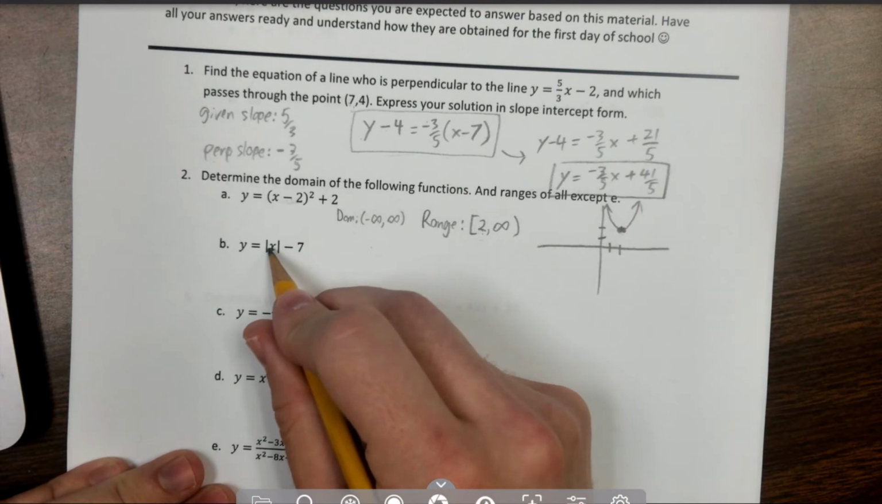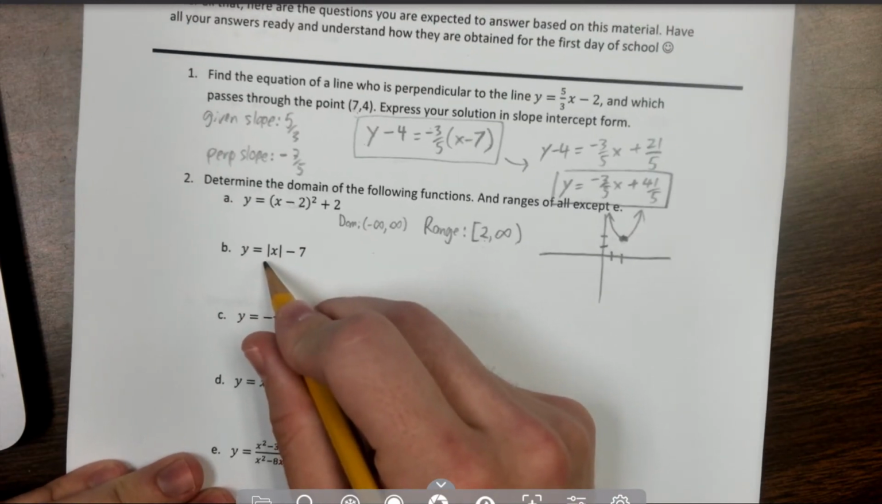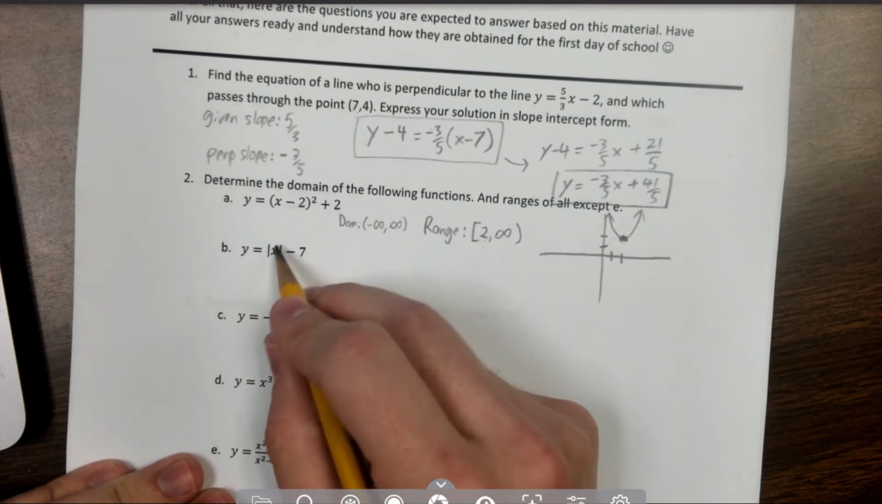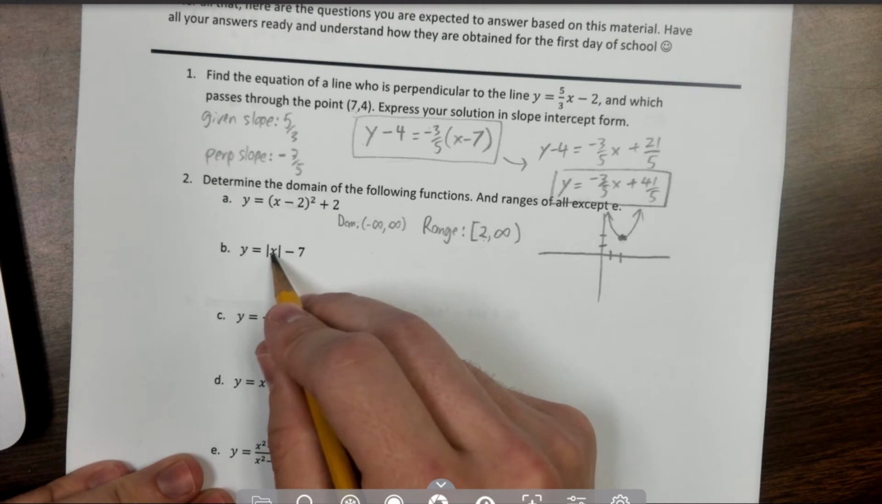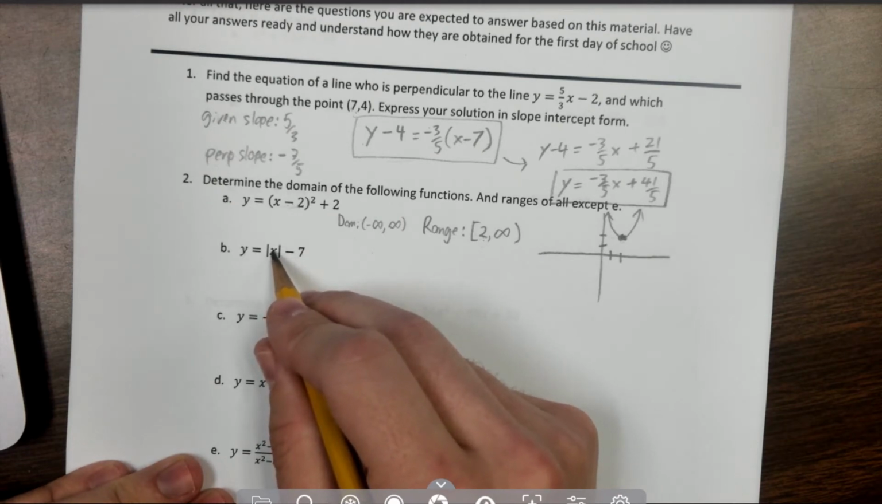What can I plug into an absolute value? Well, absolute values kind of do the same thing as squaring. If you plug in positives, you get positives in absolute value. If you plug in negatives, you get positives in absolute value. If you plug in 0, you get 0 in absolute value. The thing is, you just don't change the value of the number.